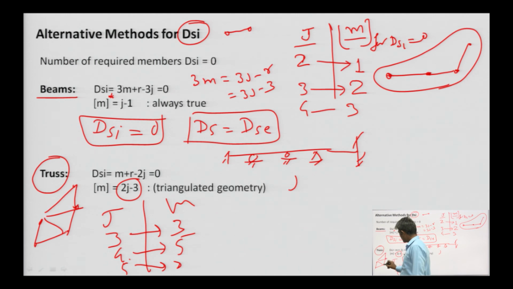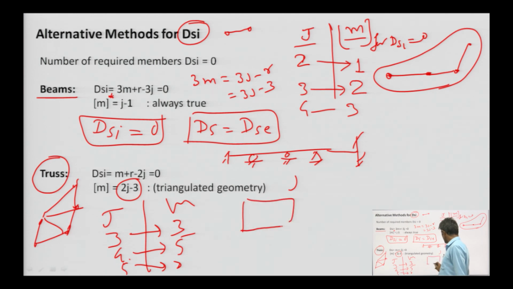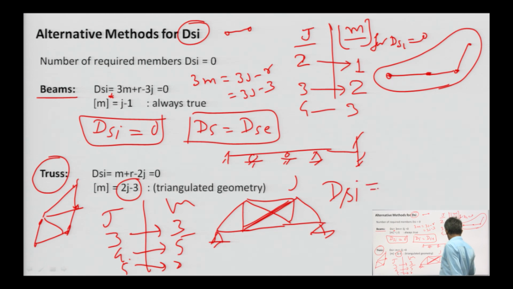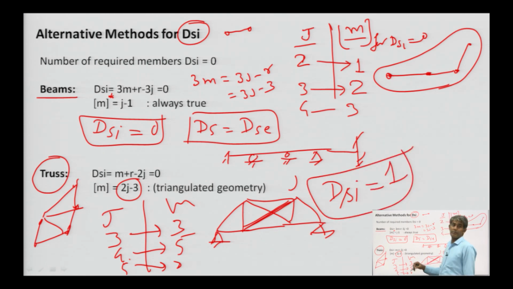So, we are looking at triangulated geometry. If we observe the triangulated shape of a truss, then it has 0 value of static indeterminacy, 0 value of internal indeterminacy. Suppose this is a truss, this is the triangulated geometry, but if I add this one extra member, then you can calculate the value of DSI is equal to 1, because this is the extra member apart from the triangulated geometry.